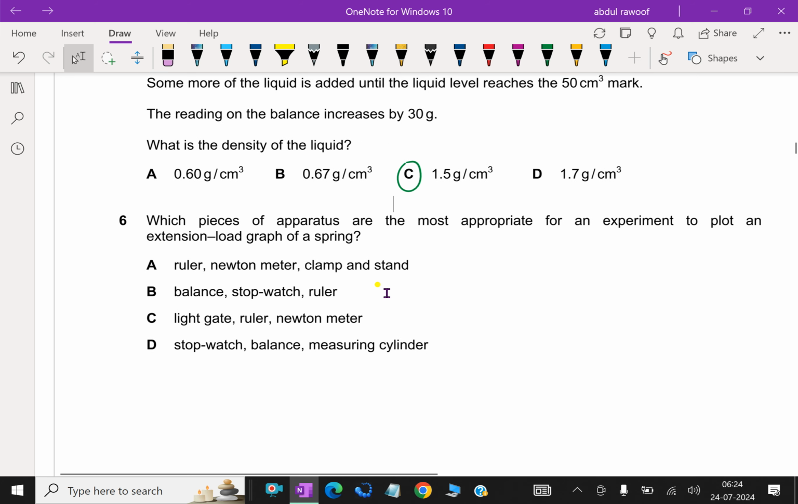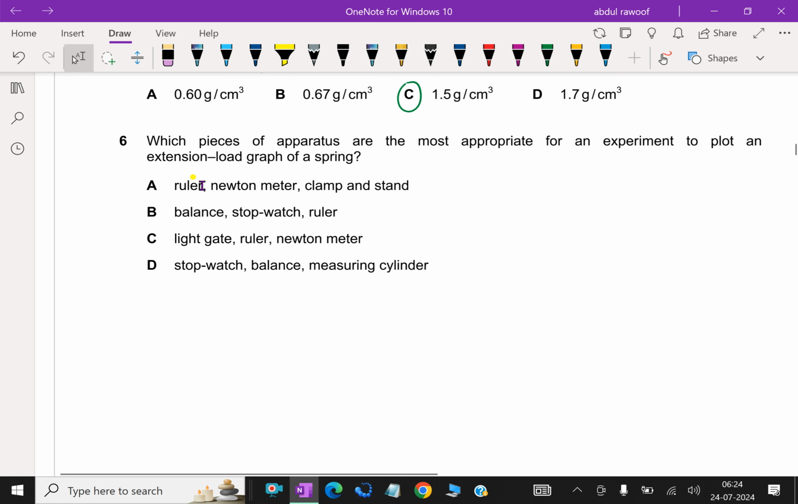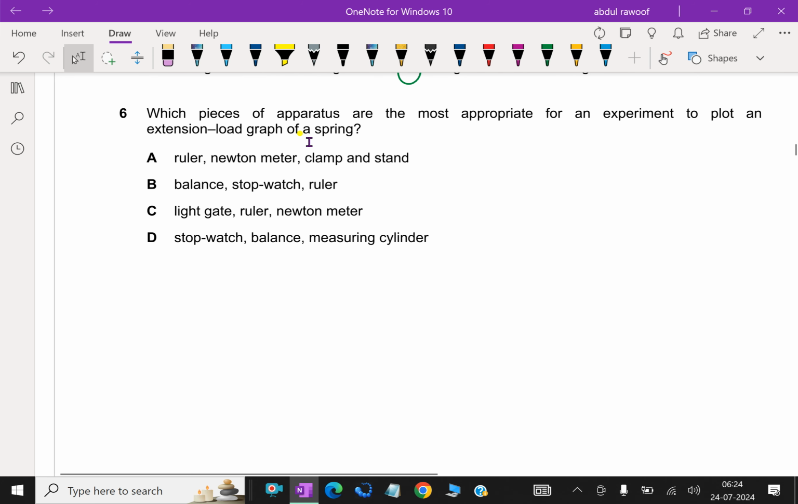Next question. Which pieces of apparatus are the most appropriate for an experiment to plot an extension load graph of a spring? You are measuring the spring extension by using different loads. What are the apparatus we need? Ruler, Newton meter, clamp and stand.